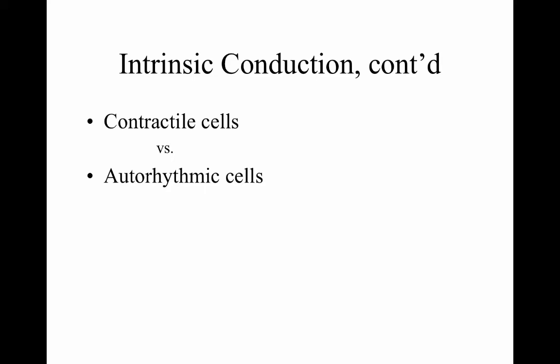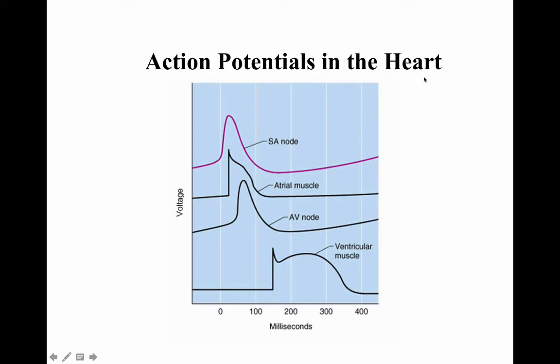The intrinsic conduction then is comprised of contractile cells and autorhythmic cells. The contractile cells would be the cells that we would think of as cardiac muscle that will actually go through a contraction. The autorhythmic cells would be those cells that are like the sinoatrial node and the atrioventricular node. Action potentials in the heart are a little bit different than in skeletal muscle. We'll see these atria and ventricular muscles go through a different type of cycle than what we see within skeletal muscle.